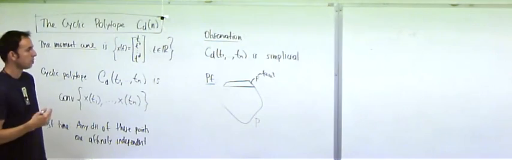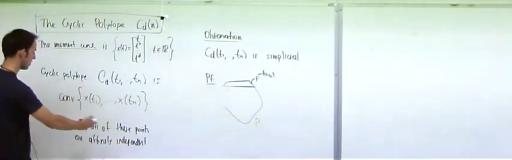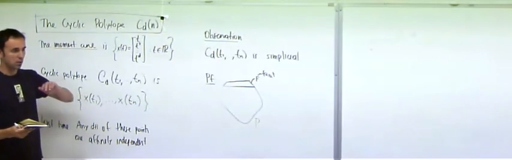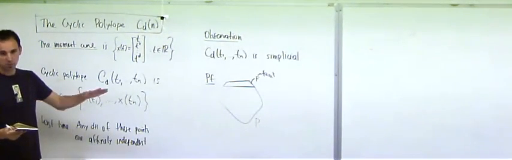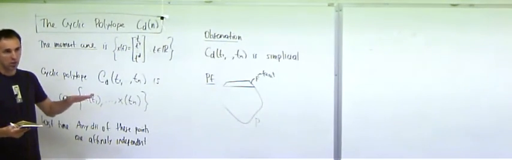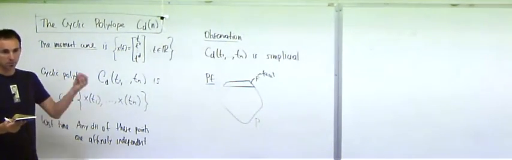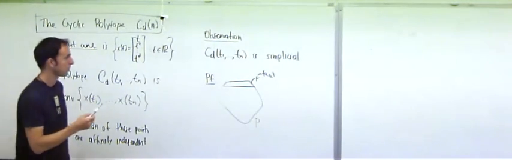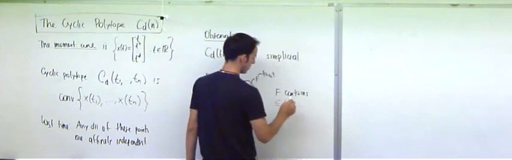Now, because all of these points are affinely independent, that means that on a hyperplane of dimension d minus 1, you can have at most d points. You cannot have d plus 1, because if you had d plus 1, then they would form a full dimensional simplex. So F contains at most d vertices. Because if you had more than d, they would be affinely dependent.